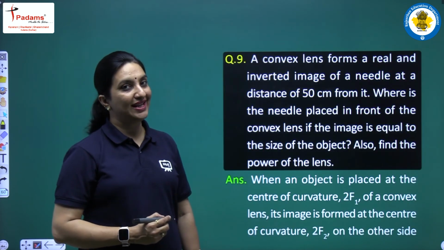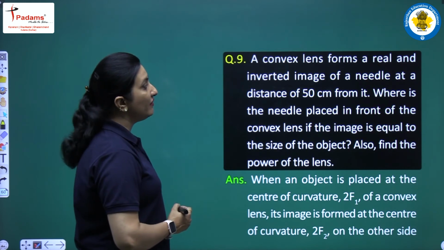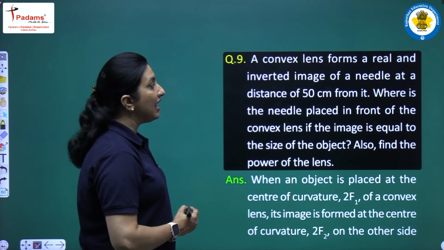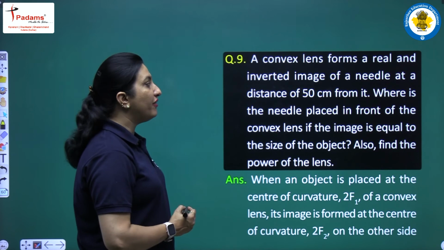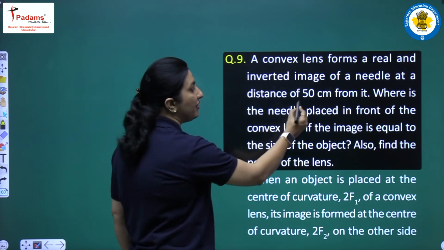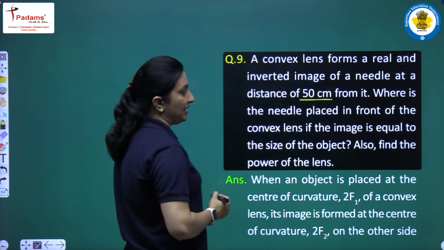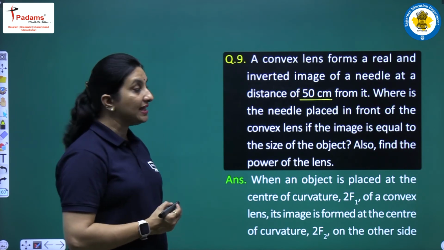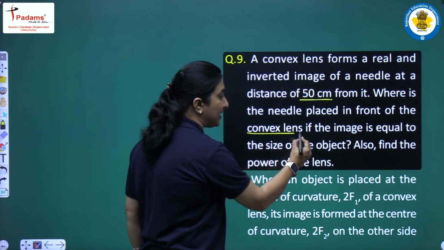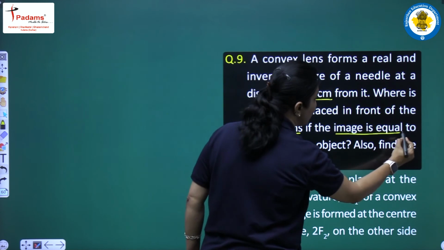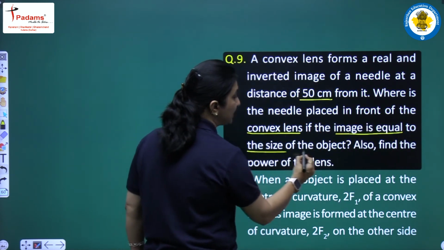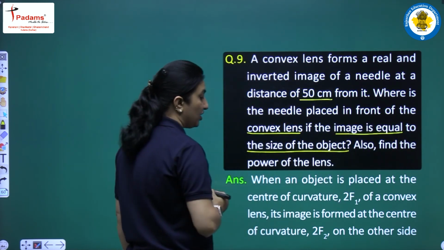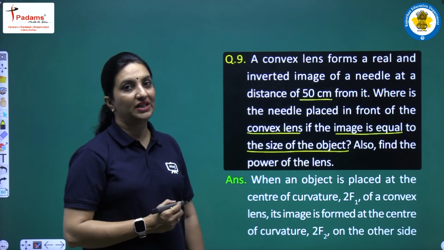Let's see the next problem. A convex lens forms a real and inverted image of a needle at a distance of 50 centimeter from it. Where is the needle placed in front of the convex lens if the image is equal to the size of the object? Also find the power of the lens.